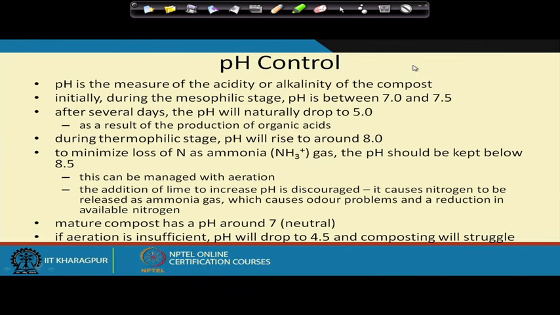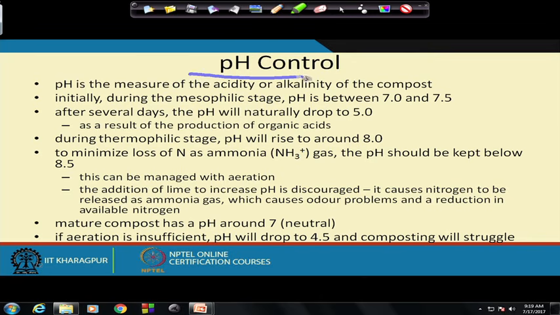Then the other important factor is pH control. We have to control the pH. Why control the pH? Because the mesophilic range pH is around 7 to 7.5, so initially we try to keep it in the neutral pH. Once the waste starts degrading and producing some organic acid, pH will naturally drop to 5. It will go down to 5 because of the organic acid, and then during the thermophilic range, pH will rise to around 8.